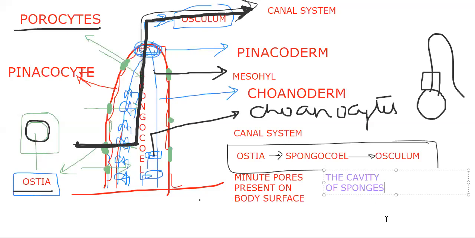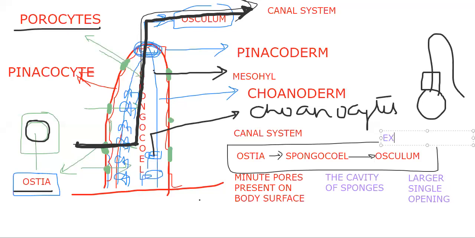Osculum is the larger, single opening. Water goes out through the osculum. That's why this is termed the exhalent pore. The water comes to the ostia and enters into the ostia, so that's why it is called the inhalent pore.